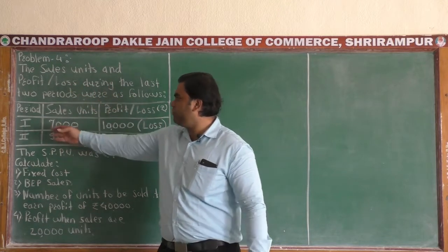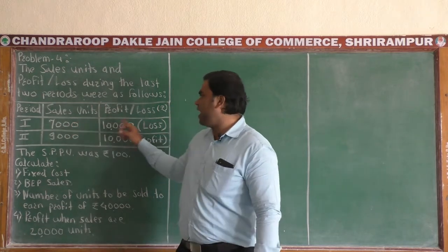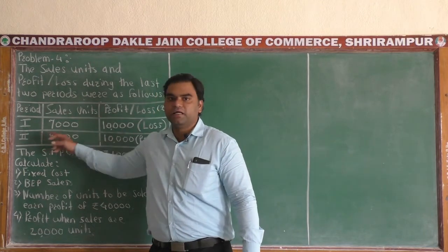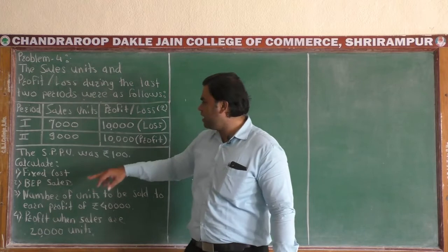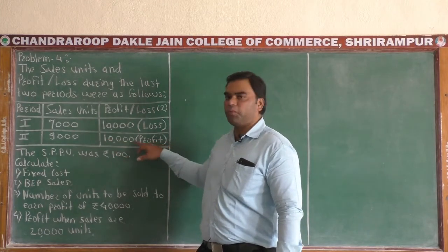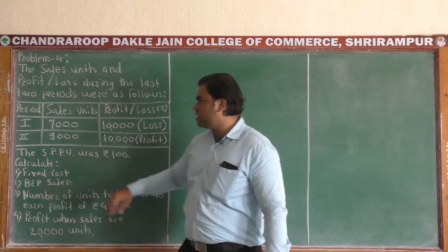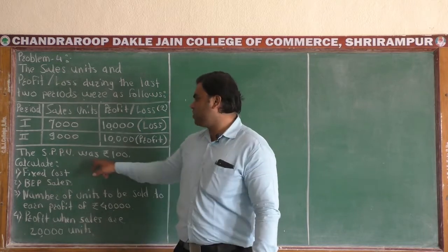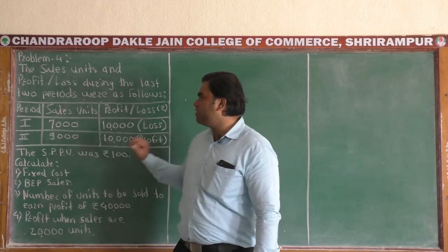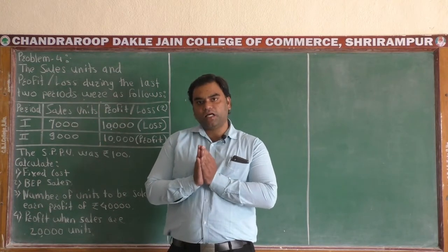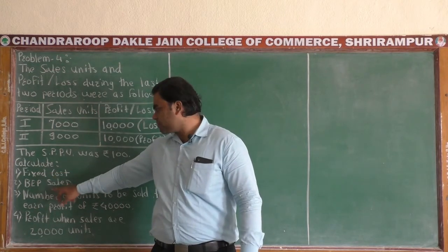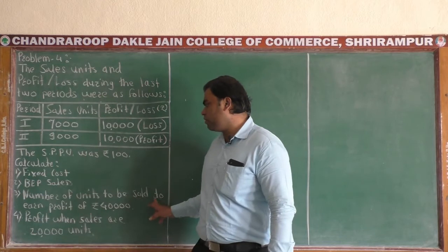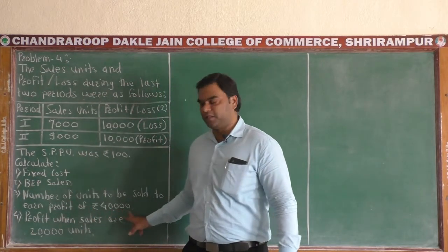is given. In period 1, sales units are 7,000 and there was a loss of rupees 10,000. Then in period 2, number of sales units were 9,000 and there was a profit of rupees 10,000. Then the selling price per unit, means selling price of a single unit, was rupees 100. And by using this data, we are asked to calculate fixed cost, BP sales in rupees and number of units to be sold to earn profit of rupees 40,000.